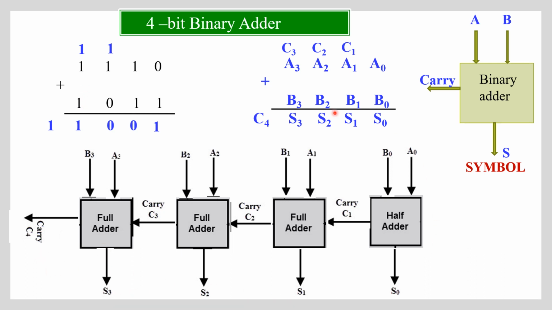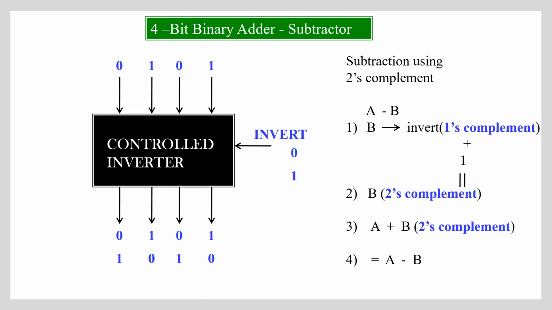So what is our output? Overall output is C4, S3, S2, S1 and S0, and that is equal to 1, 1, 0, 0, 1. By using more full adders, we can build a binary adder of any length. So let us see now the next topic, that is 4-bit binary adder and subtractor.